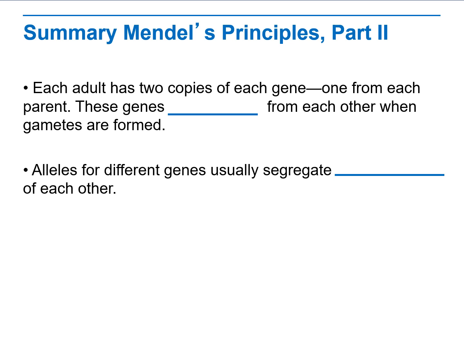So try to predict the terms that complete these sentences. Each adult has 2 copies of each gene, one from each parent. These genes segregate from each other when gametes are formed. Alleles for different genes usually segregate independently of each other. That's called independent assortment.